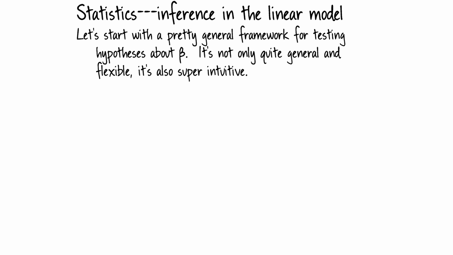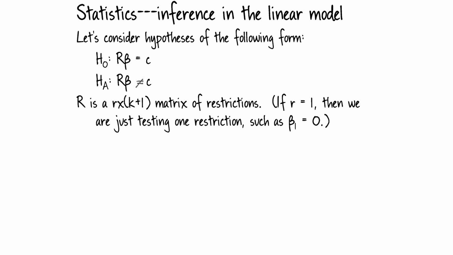Okay, so let's start with a pretty general framework for testing hypotheses about beta. And it's not only quite general and flexible, it's also super intuitive. It's like one of my favorite tests. I really like it. Okay, so let's consider hypotheses of the following form. A matrix R times beta is equal to a vector C. That's the null hypothesis. The alternative is that it's not equal to the vector C.